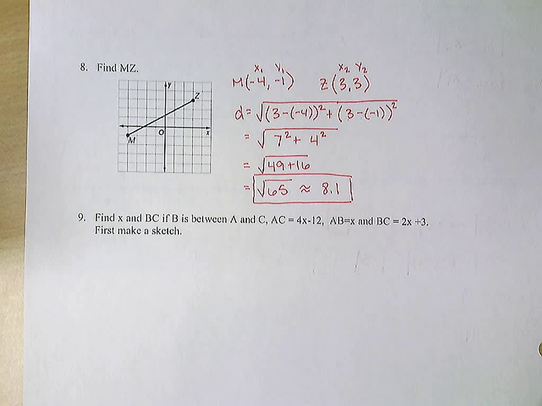All right, I want you to do number 9. Number 9 is just like what we did yesterday in class. So draw out that segment, label it, find the value of x and the value of BC if you haven't already.